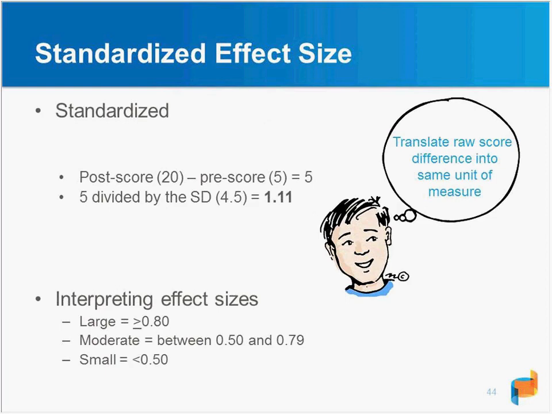To interpret effect sizes across items, subscales, or tests that use different scales of measurement, we need to translate the raw difference into the same unit of measure. This is called standardization. And we accomplish this by dividing the raw difference by the standard deviation of the populations being tested. In the case shown, the standard deviation of the data being analyzed is 4.5. So the raw difference between pre- and post-test scores was 5. 5 divided by 4.5 equals 1.05. This represents a very large effect. Rules of thumb for interpreting how excited to get about standardized effect sizes are listed below and in the handout.